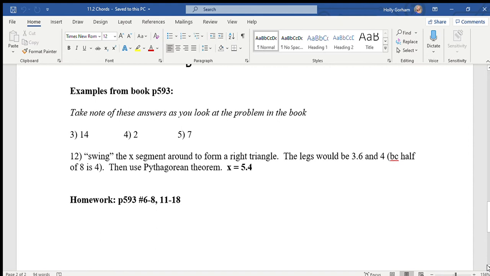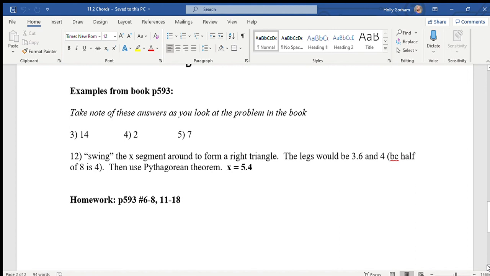With number 12, what we're going to do is swing around that X segment to form a right triangle. So basically, we're going to take that segment that's X and just move it so that you can connect and form a right triangle. What happens is the legs would then be 3.6 and 4, and it's 4 because 4 is half of 8. And then we could use the Pythagorean theorem. We could take 3.6 squared plus 4 squared equals x squared. And using our calculator, when we solve, we would get an x value of 5.4.